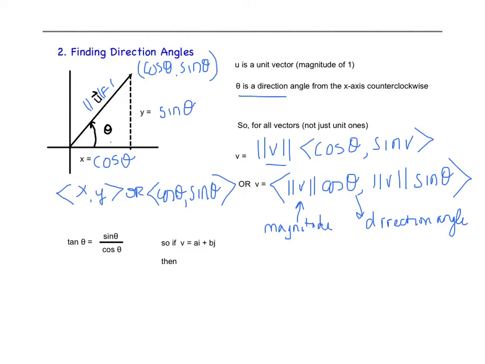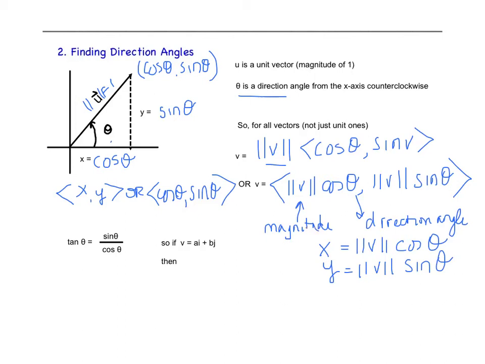Direction angle, okay? So if you're looking for x and y coordinates, the x coordinate is going to be equal to the magnitude of the vector times cosine theta, and the y coordinate is going to be equal to the magnitude times the sine of theta. All right, and that's all from the diagram using direction angles. So u is my vector, v is my vector, and the direction angle is theta, and this tells me how to find x and y components for any vector, not just a unit vector.